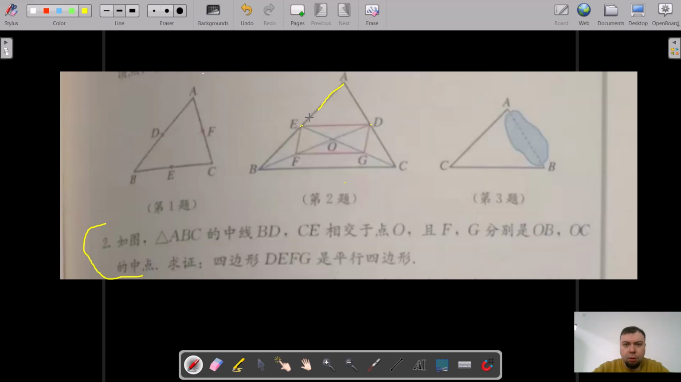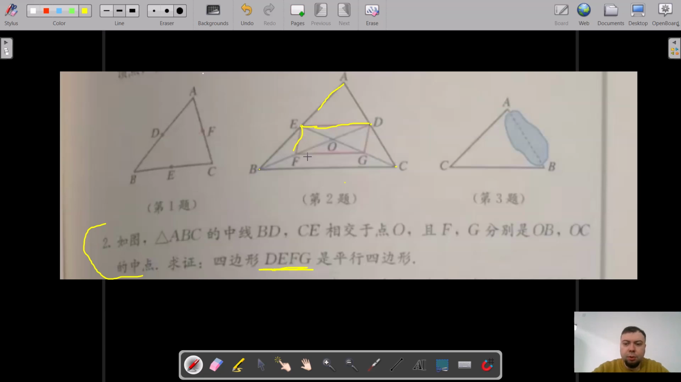E is in the middle of AB and D is in the middle of AC, and then we draw a line segment here. Then we also see medians. Medians are line segments which connect a midpoint with the vertex. Through this they drew a line and we can see a quadrilateral. There is a quadrilateral here, EDFG, or DEFG, this is the quadrilateral.